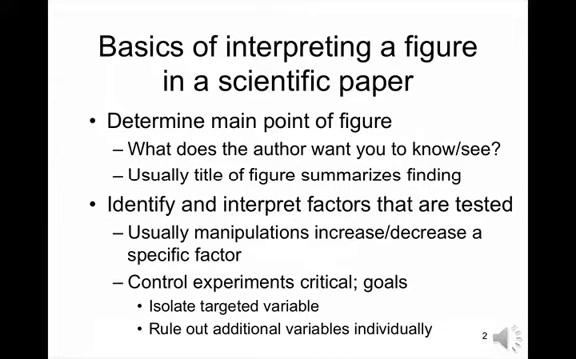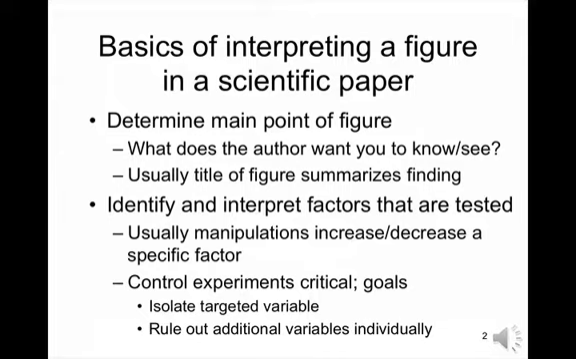The second major component is to identify and interpret factors that are tested in the figure. And usually, as a gross generalization, these involve manipulations to increase or decrease a specific factor, and usually a series of manipulations for a number of factors to lead to the main point of the figure. And in this case, control experiments are critical.